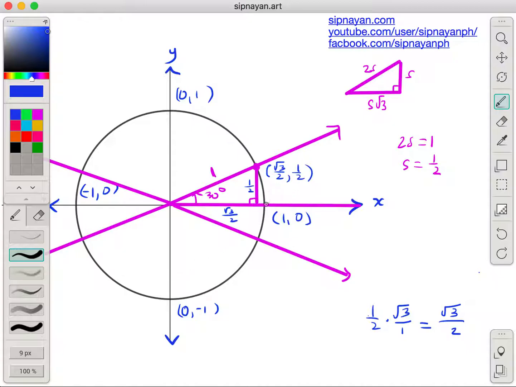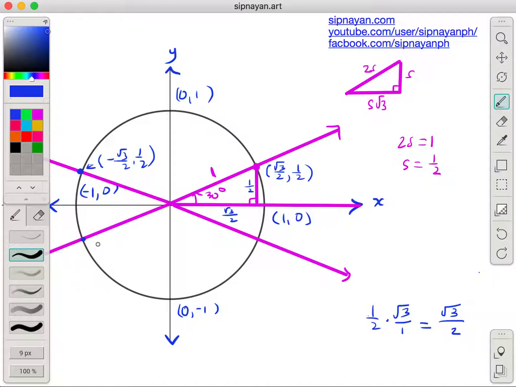Okay, nakuha na natin sa first quadrant, makukuha na rin natin sa second, third, tsaka fourth quadrants. No? Second quadrant, ang x natin ay negative, ang y natin ay positive. So, negative x, negative square root of 3 over 2, tsaka 1/2. Itong point na to ayan.